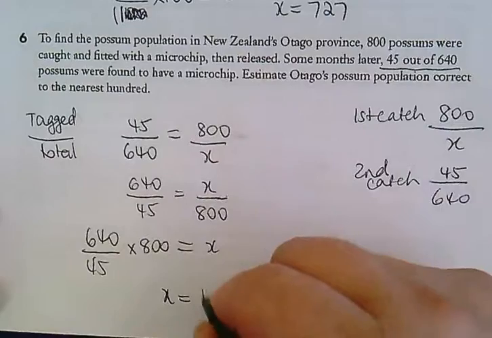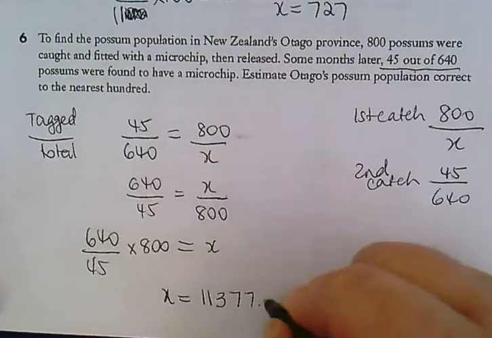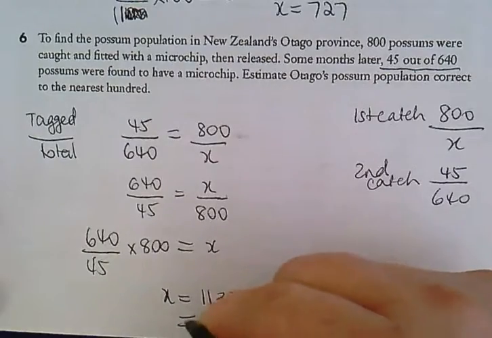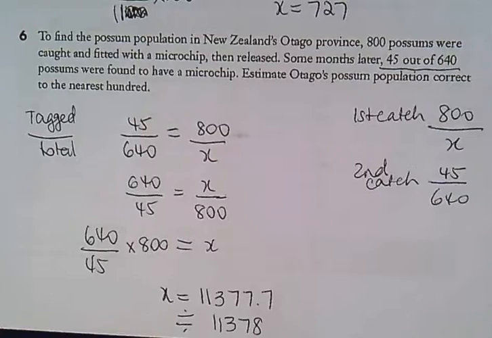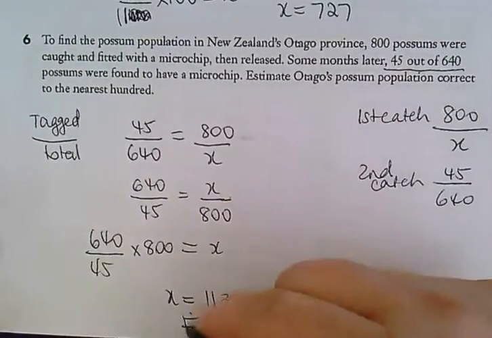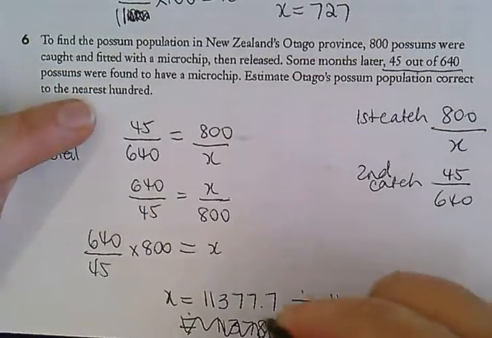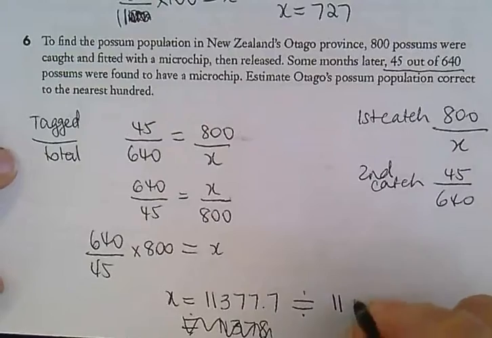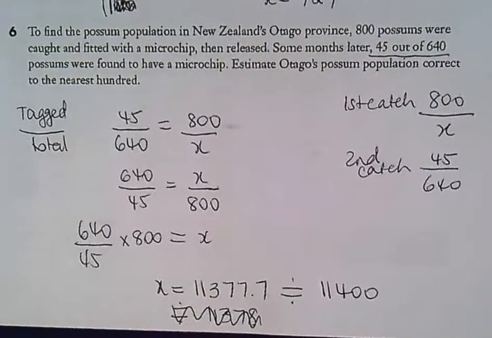Yeah, 11,000. It's 377.7. Approximately, let's just go 11,378. Oh, they want it to the nearest 100, sorry. Estimate to the nearest 100. 11,000 to the nearest 100: 377 is closer to 400. So we're estimating it to be 11,400 possums.